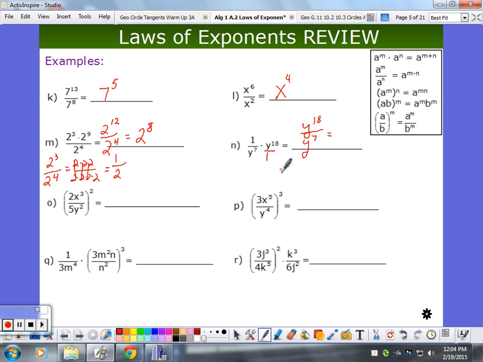18 factors of y over 7 factors of y. How many factors of y? 11, right? 18 minus 7. So is that so hard? Not really. You think about it.